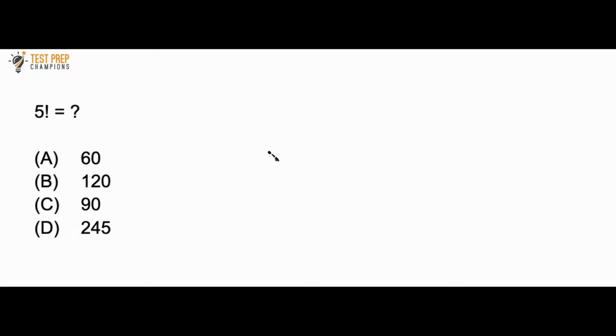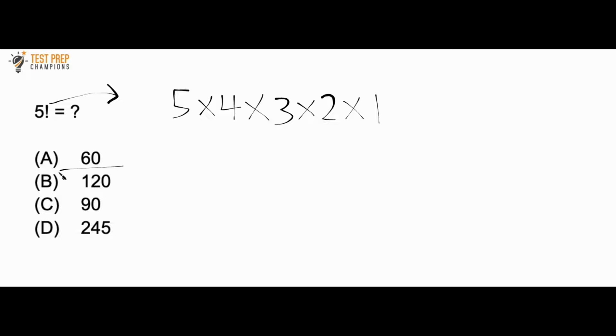Now, a factorial is the product of the number before the factorial sign and all of the positive whole numbers below it. And if you're not sure what I mean by that, let me show you. So all we're going to do here is we're going to do 5 times 4 times 3 times 2 times 1. So 5 times 4 is 20, times 3 is 60, times 2 is 120, times 1 is still 120, so the correct answer here is B.